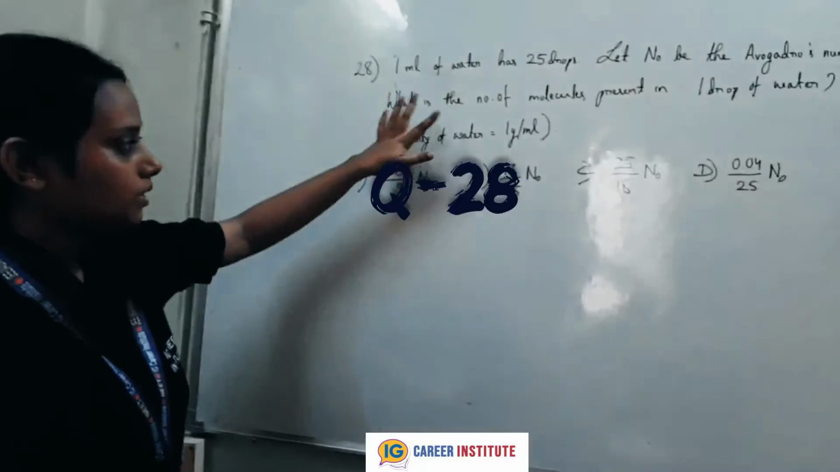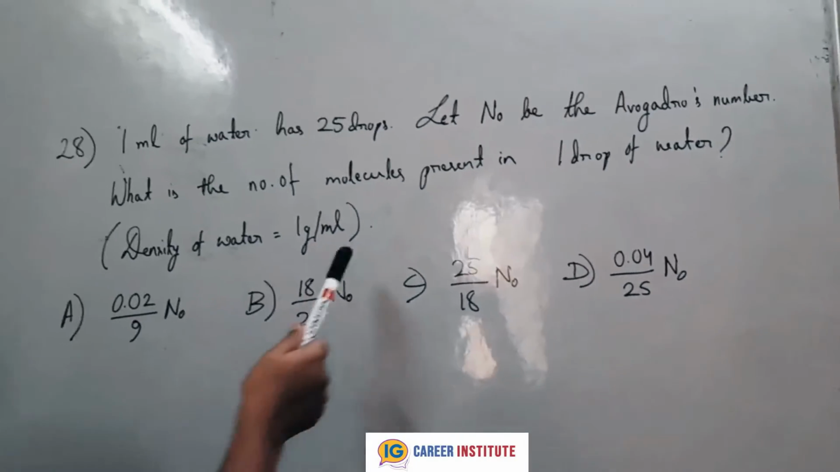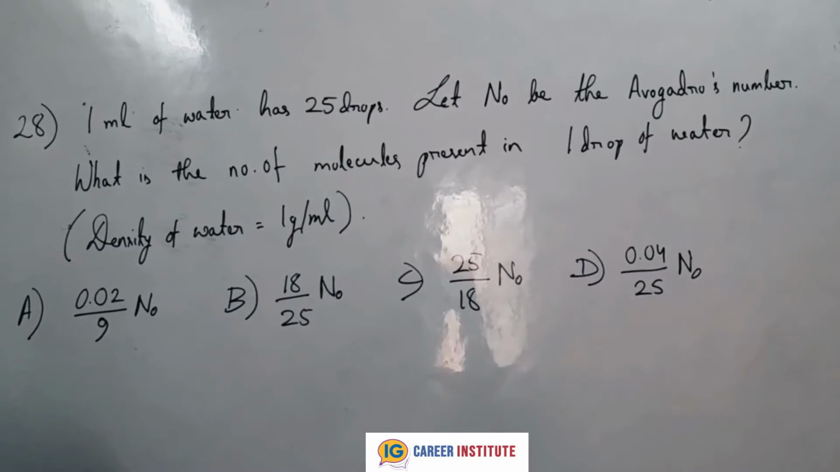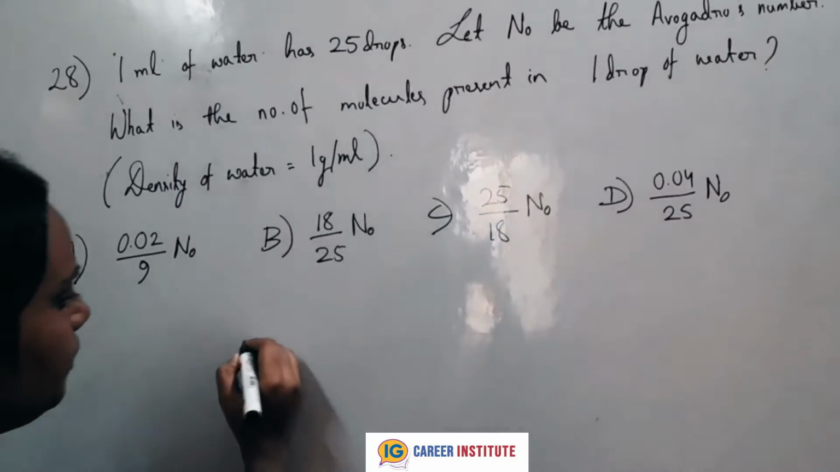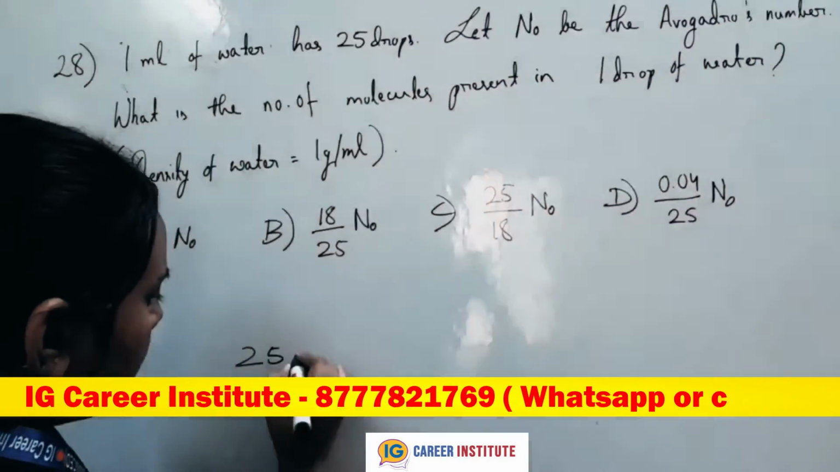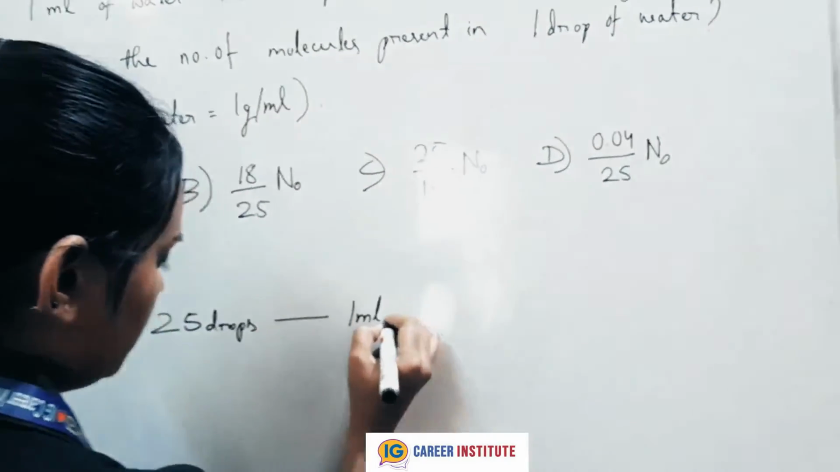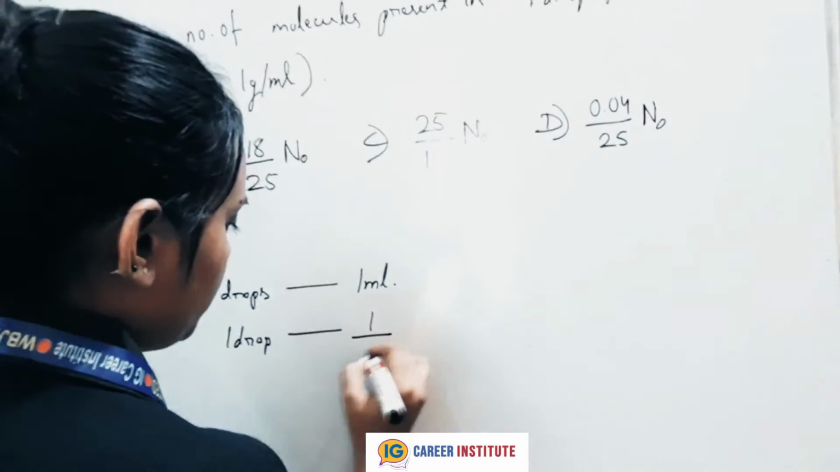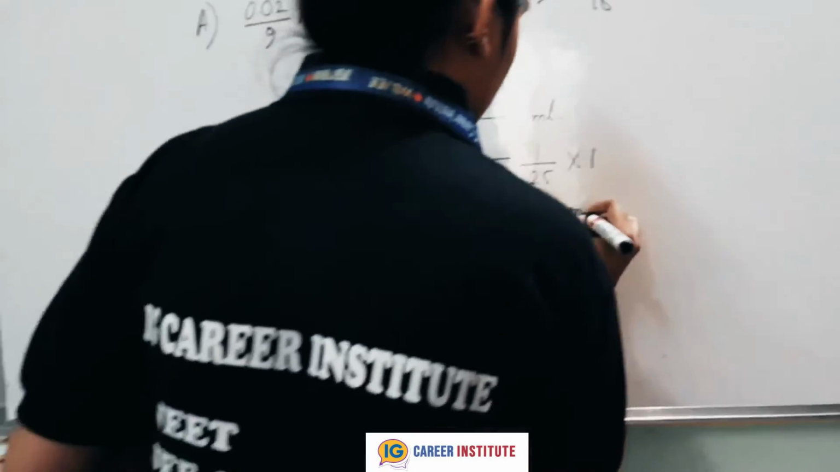The next question: 1 ml of water has 25 drops. Let N0 be Avogadro's number. What is the number of molecules present in 1 drop of water? The density of water is given as 1 gram per ml. This sum is based on very basic concepts, so there is nothing difficult here. 1 ml consists of 25 drops. By the simple unitary method, 25 drops is equivalent to 1 ml, so the volume of 1 drop is 1 by 25 into 1, that is 1 by 25 ml.